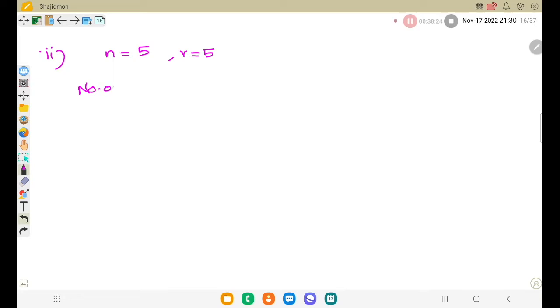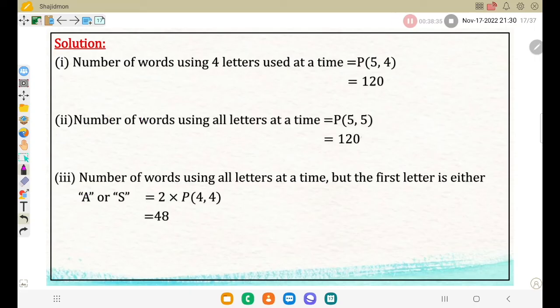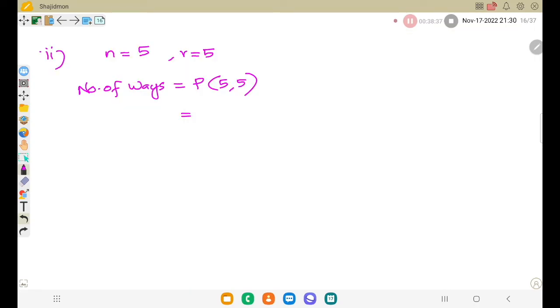So the number of ways equals permutation of 5 objects, 5 at a time, correct? All the letters we are taking at a time. You can check the calculator, you will get the answer 120. I hope you understood that, correct?